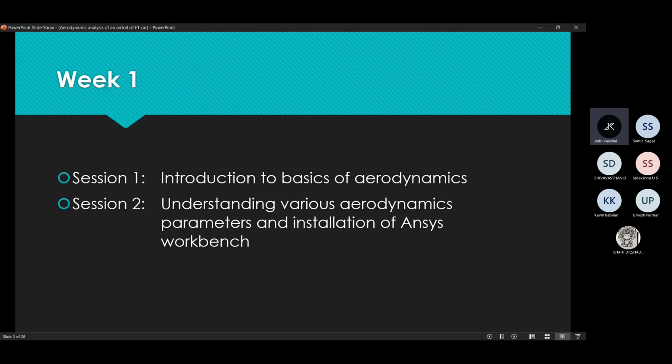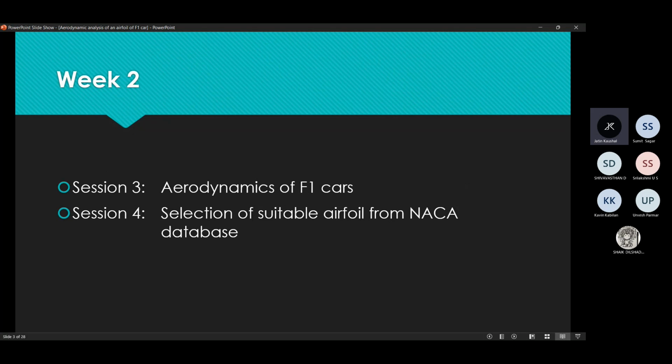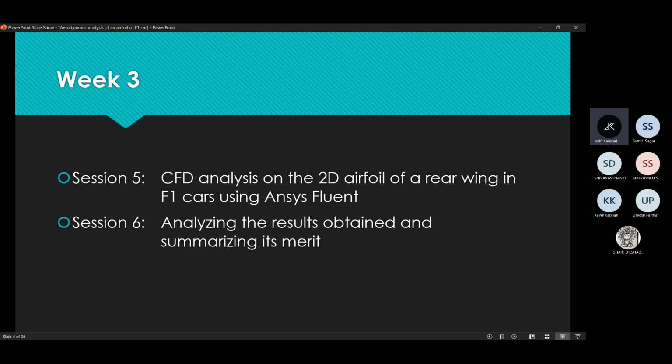For week 2 we will have 2 more sessions. In session 3 we have aerodynamics of an F1 car, and in session 4 we have selection of a suitable airfoil from the NACA database. Similarly, for week 3 we have sessions 5 and 6. In session 5, we will teach CFD analysis of the 2D airfoil of a rear wing in an F1 car using ANSYS Fluent. And in session 6, we will analyze the results obtained and summarize the merits of the SMP.